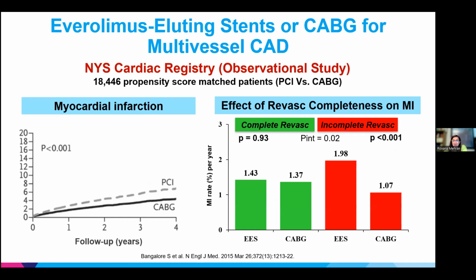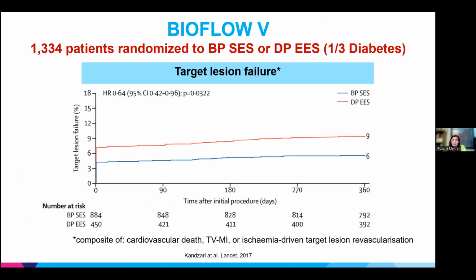And we see that in the everolimus-eluting stent arm of the New York State Registry, it was those who were incompletely revascularized where there was most of the effect on myocardial infarction. We also have seen very interesting studies from the newer generation drug-eluting stents. This is a biodegradable polymer sirolimus-eluting stent where we're actually seeing an improvement compared to Xience.